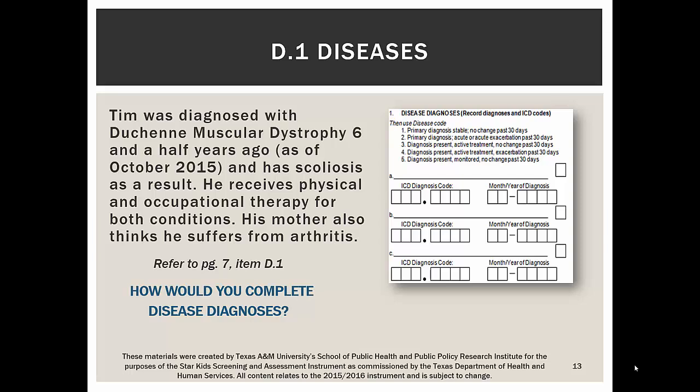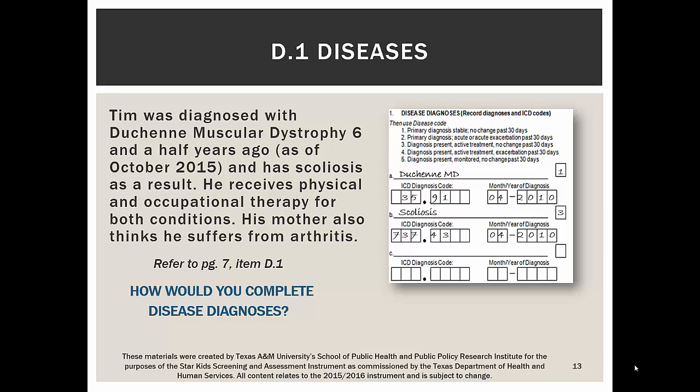So for this item, you're going to record the diagnoses and assessment code. Make your best attempt to judge primary versus other diagnoses based on what the individual or caregiver states and any clinical records provided, recognizing that it may be possible for an individual to have more than one of each. In this case, Duchenne muscular dystrophy is his primary condition with no changes in the past 30 days. So we'd code that as a 1.